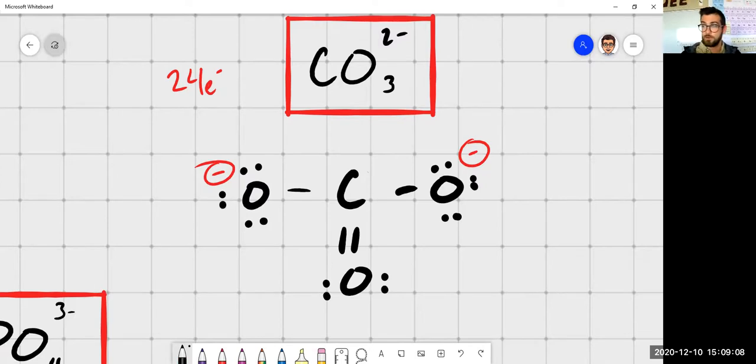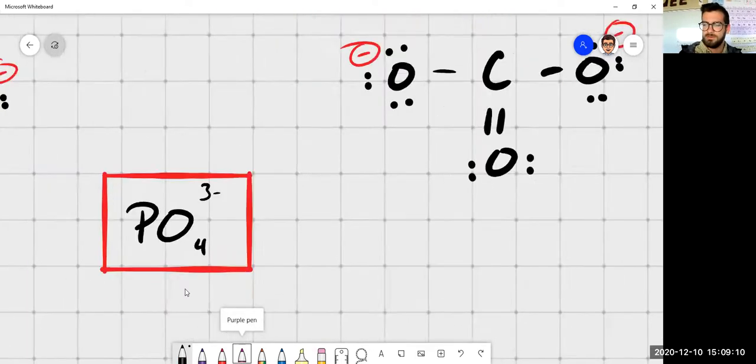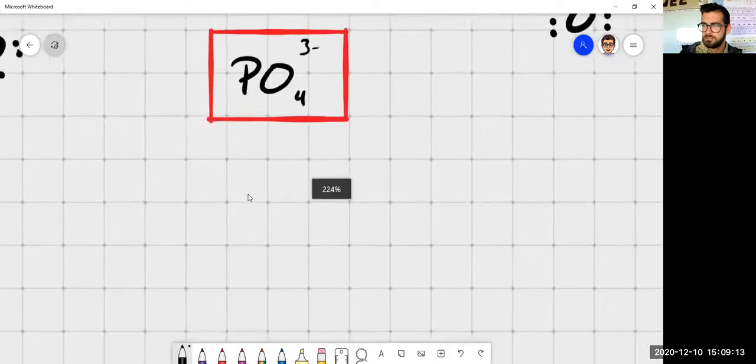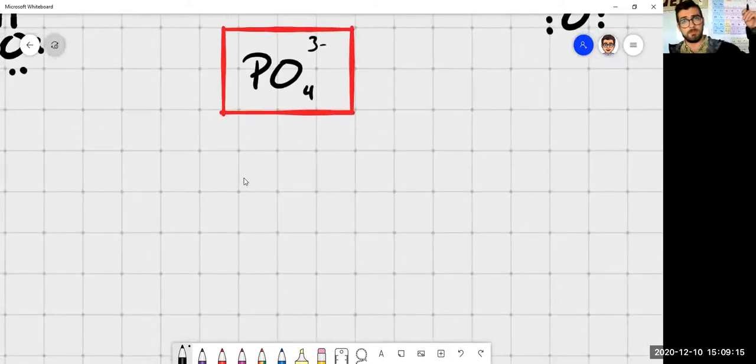So let's do one more example. I'm going to fly through this one. If you need help on these, please reach out. I want to make sure we set up a time to go over these so you feel confident before your test on Friday. But let's do one last one here.